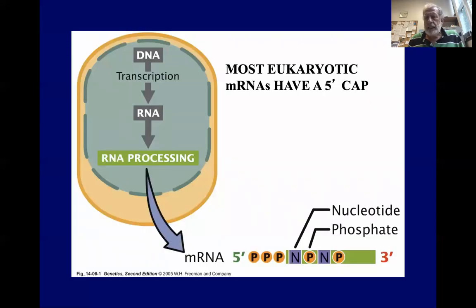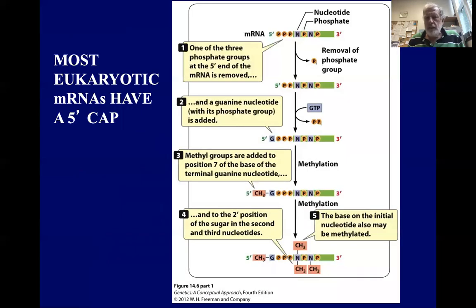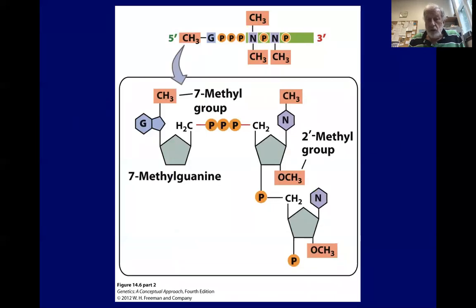So most eukaryotic mRNAs have a 5' cap. This shows the steps involved in adding the 5' cap. I don't care that you learn all these steps. I just want you to realize that it's a multi-step process and know what the 5' cap is and what its function is. Okay, so here's a close-up of it again, a backwards methylated G nucleotide stuck on the 5' end of the untranslated region of the pre-messenger RNA.